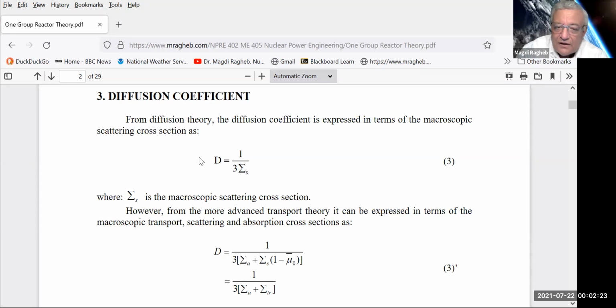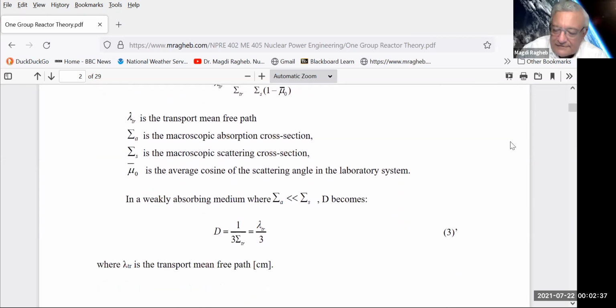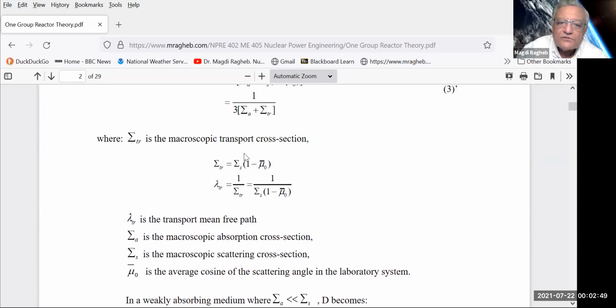for a critical mass, the diffusion coefficient usually is taken as 1/3 the scattering mean free path, which is 1 over the macroscopic scattering cross section. Sometimes we make a correction from the more advanced transport theory. So in actual calculation, we replace the scattering cross section by what we call the transport cross section. The transport cross section is that scattering cross section multiplied by 1 minus mu naught average, and that is the average of the cosine of the angle of scattering. That's why it's called transport theory.